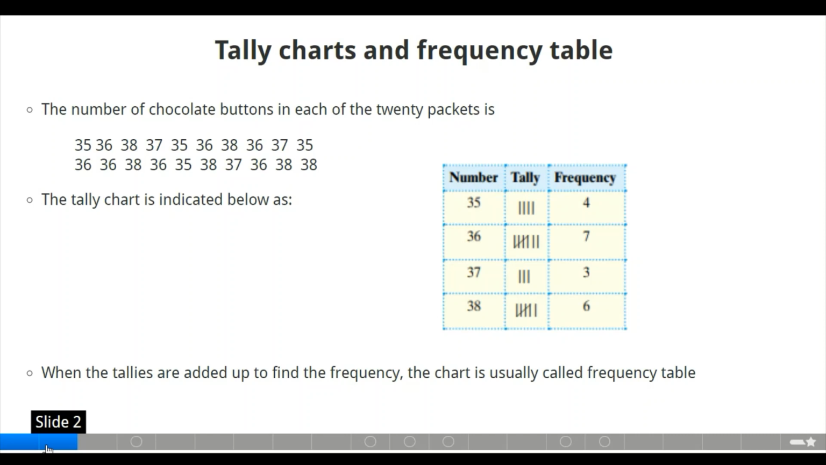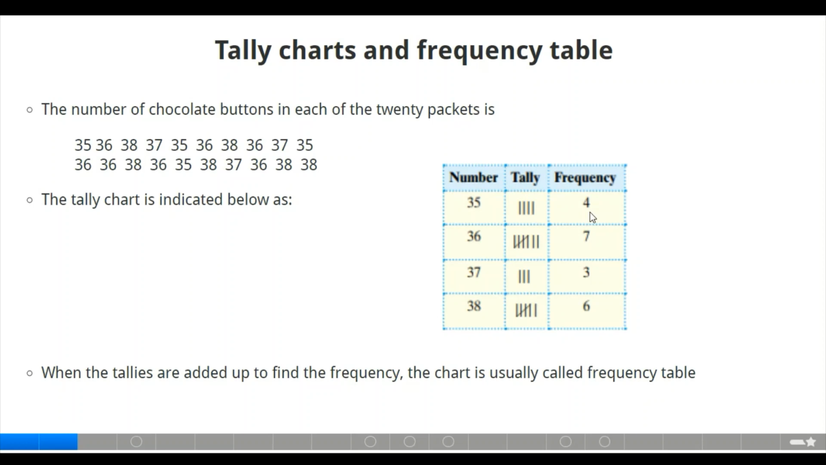So we have an example here. The number of chocolate buttons in each of the 20 packets is 35, 36, 38, 37, up to 38. Okay, the tally chart is indicated below. Now look at what we have. This is telling us that we have numbers 35 to 38 from this data. How many 35s can we see here? We have 1, 2, 3, 4. So the frequency is 4.